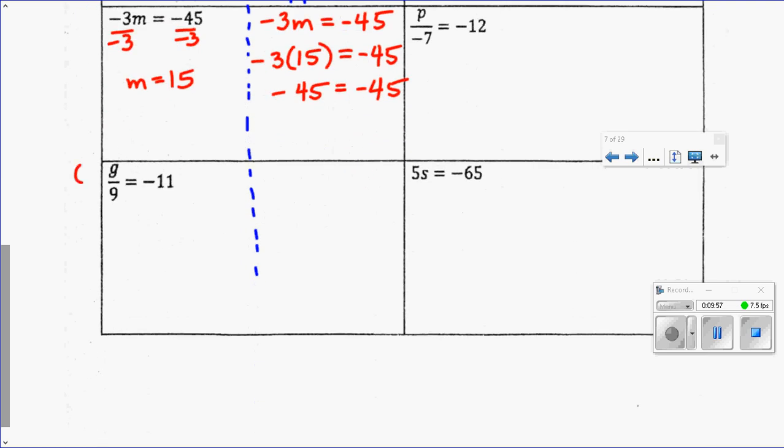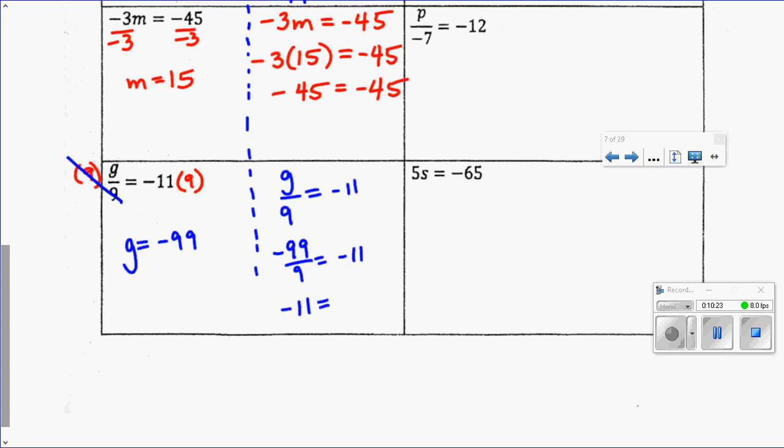Okay, and then on the last one, did you multiply both sides by 9? That's because 9 over 9 cancels, and I'm left with g equals negative 99. So g over 9, again, a g and a 9 look similar. I've got to be careful. Okay, I believe that that's negative 99 over 9. And what is negative 99 divided by positive 9 equal? It is a negative number, negative 11.